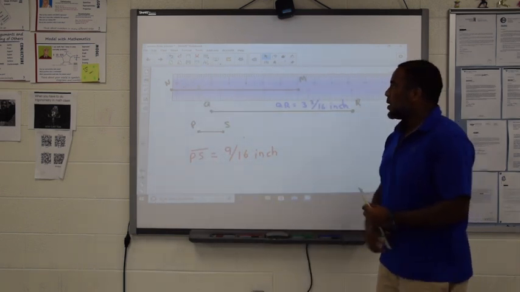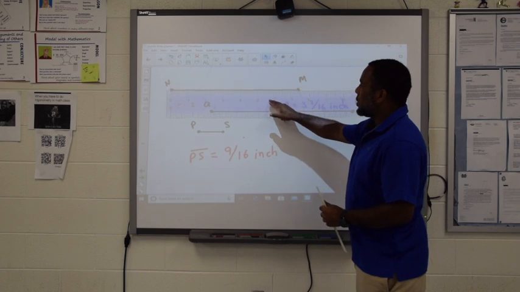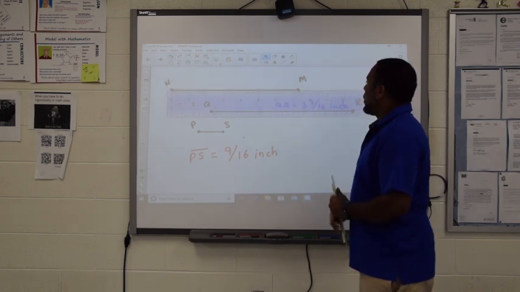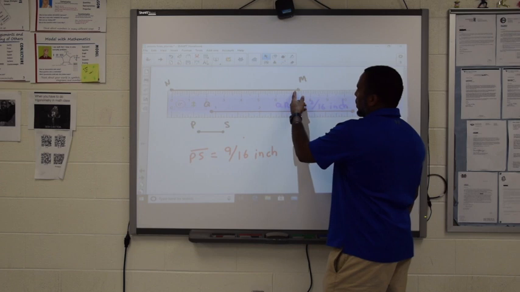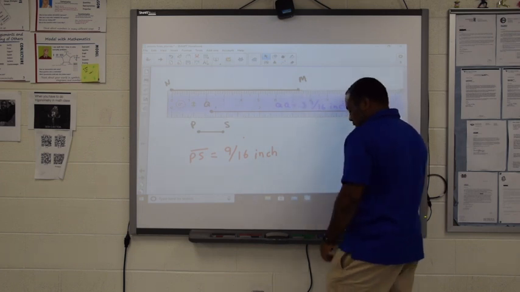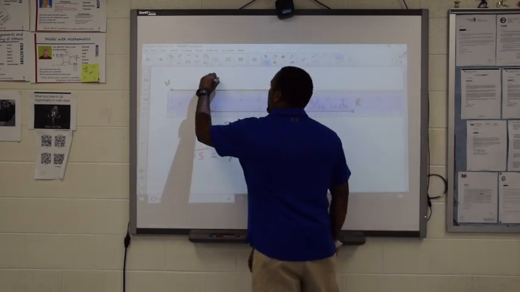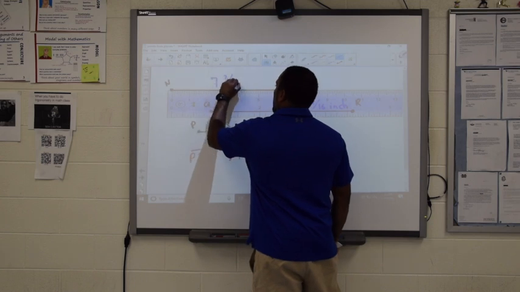So centimeters is in base 10. We'll take a look at that piece. So here we have 7, 1, 2, 3, and 3/10 of a centimeter. 7 and 3/10 of the centimeters.